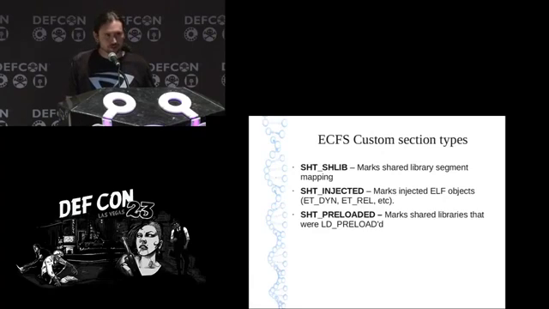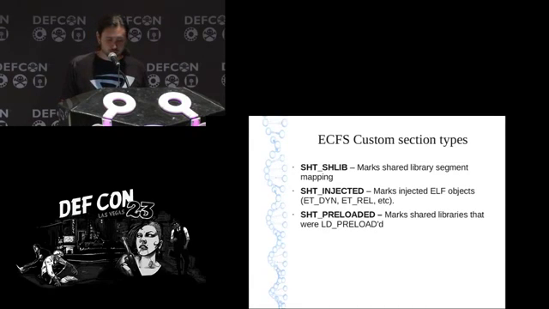Now, more importantly, there are 3 custom section types, because you have section names, but then you have section types. So, for example, sections that have code in them or data are usually of type PROGBITS, which means program bits. Well, what we have is 3 custom types. So SHLIB: anytime there's a shared library mapping, it gets marked with the type SHLIB. It's very fitting.